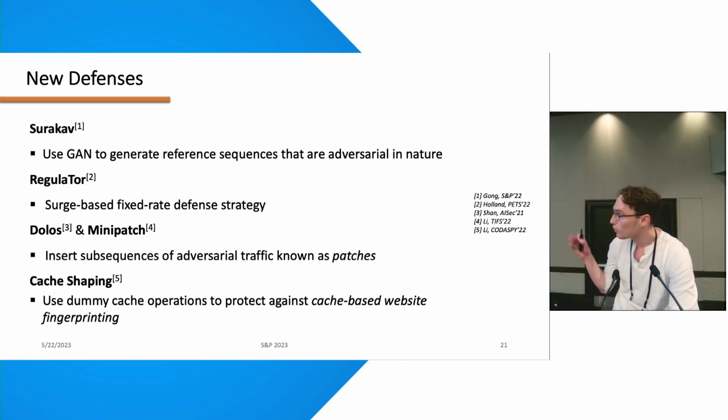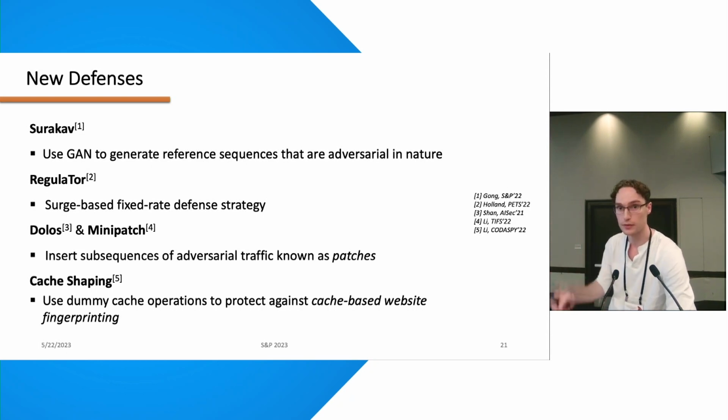A couple of things to note is we've seen 3 more adversarial style defenses. These are the Surikov, Dolos, and Minipatch. We probably can't go into too much detail here, but Surikov at least claims to improve upon the BANP and is able to still function in the presence of adversarial training, which is pretty cool. To be clear, we've not evaluated any of these defenses in our presentation, just presenting them as other stuff that's out there.